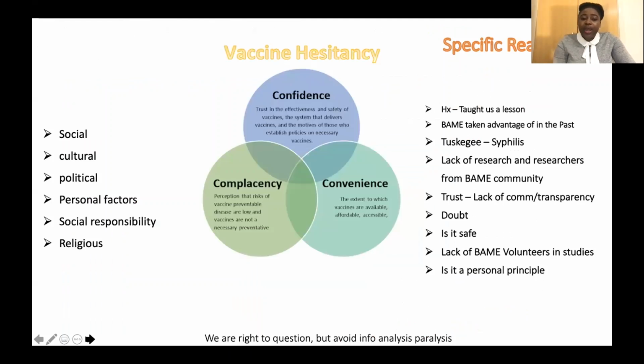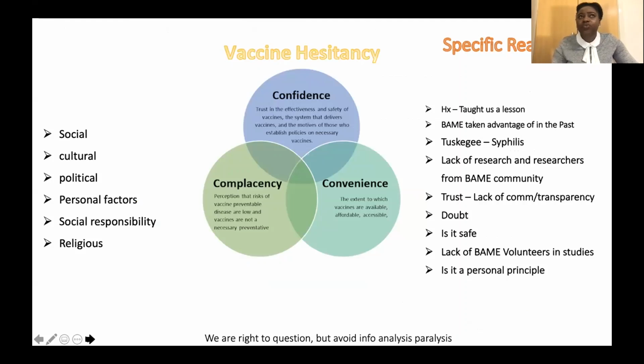So what are the reasons? All the reasons we have fall under these three categories. It is one, confidence: trust for policies, trust for decision making, trust in our healthcare services. We have trust and doubts. So that's the first one, confidence. The second one is complacency.